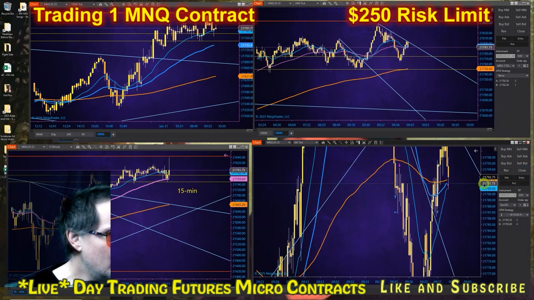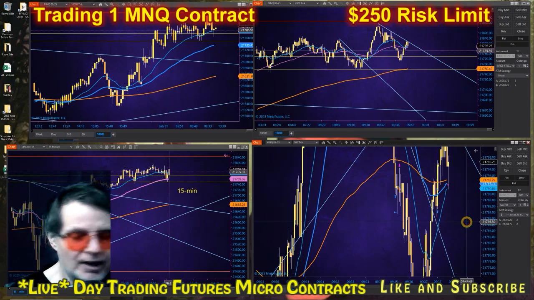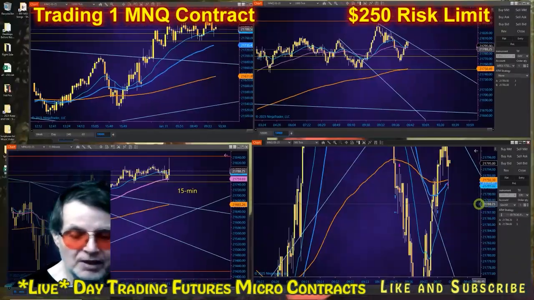See if it'll hold right there. Stop filled. Okay, where's the break even trade? It was worth it. It was worth the risk to me to try that.